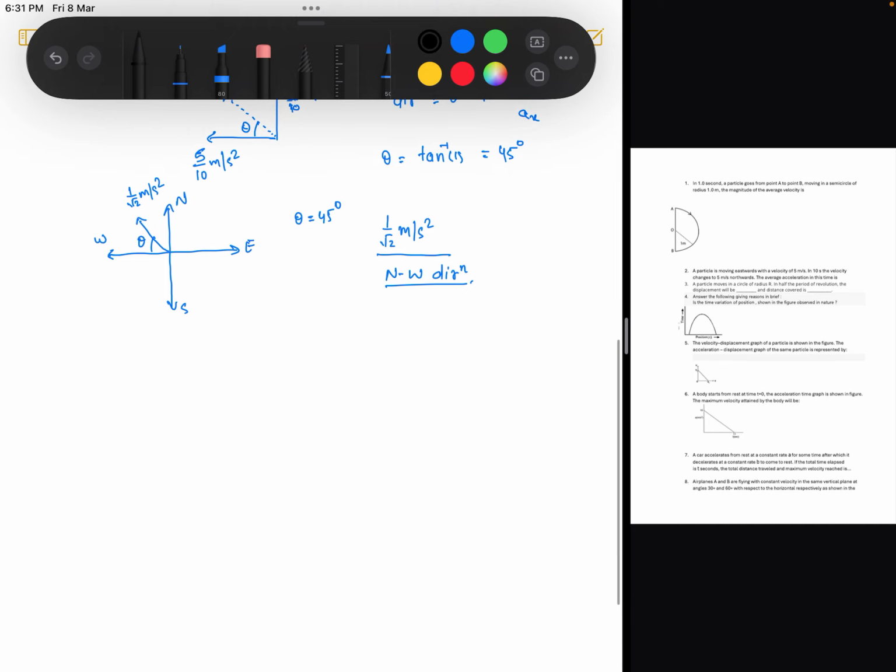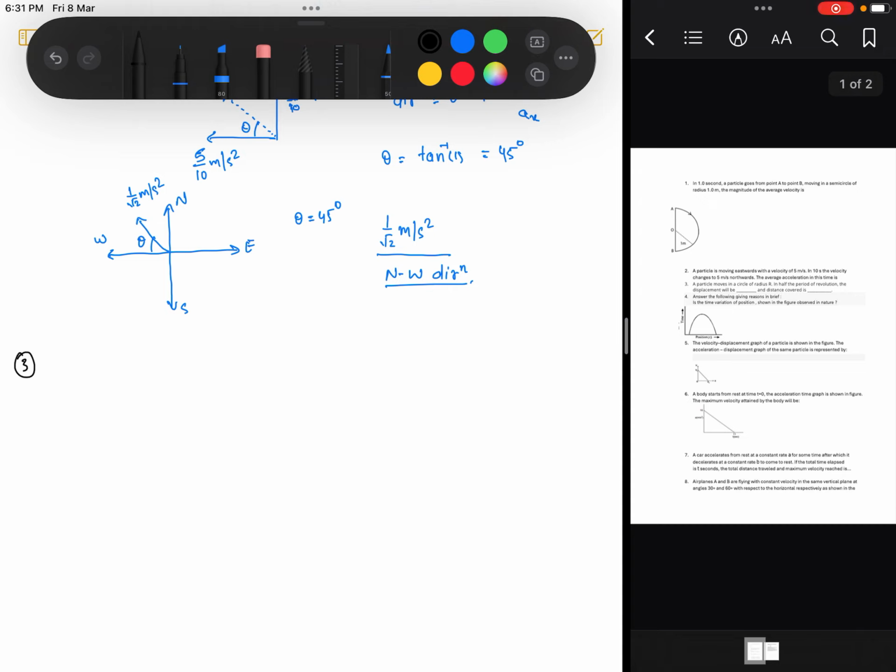Now coming to the third question. So our third question is, a particle moves in a circle of radius r. In half of the time period, half of the period of revolution, find its displacement and distance covered. So the particle is moving in circular motion like this. Let us suppose the radius of this circle is r.